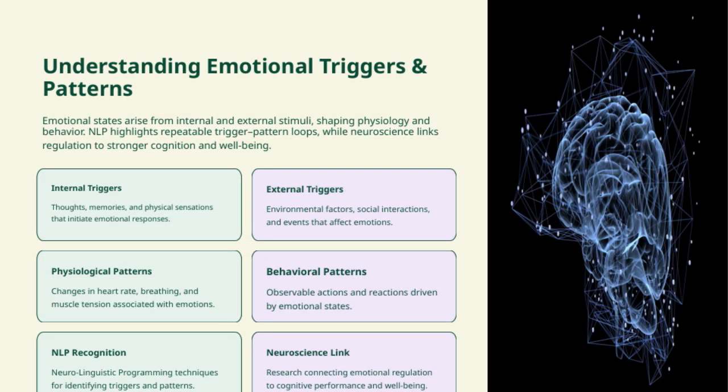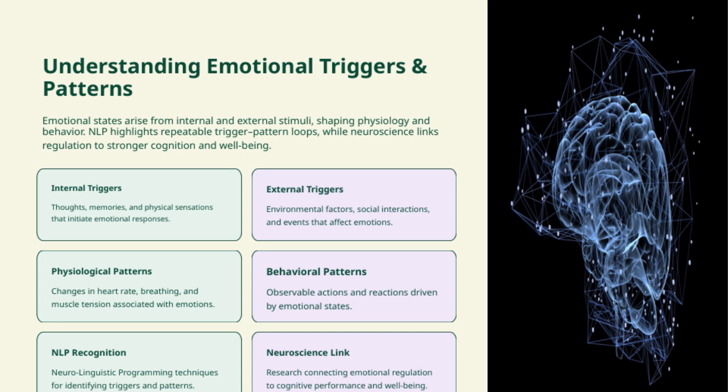Essentially, this research shows us how emotional regulation isn't just about feeling better in the moment, but it actually connects to our cognitive performance and overall well-being. When we're able to manage our emotions effectively, our brains function more efficiently, which can improve focus, decision-making, and mental resilience. Moving on to NLP recognition, this involves techniques that help us identify triggers and patterns in our behavior.